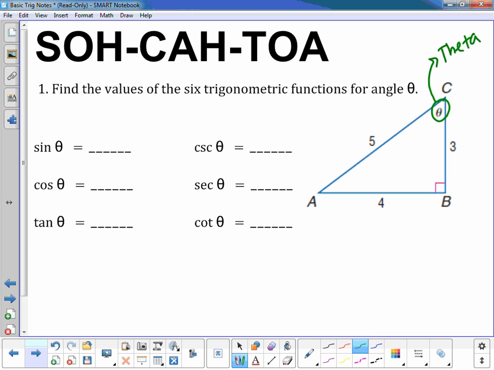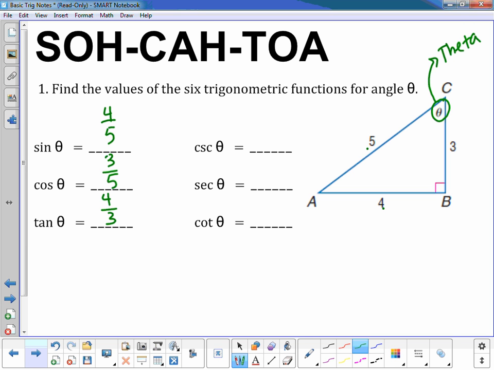I want to find the sine of theta. And again, sine is opposite over hypotenuse. So opposite is 4, hypotenuse is 5. I'm looking at 4/5. The cosine of theta would be adjacent over hypotenuse, so that would be 3/5, because 3 is the adjacent side. Tangent of theta would be opposite over adjacent, that would be 4/3.